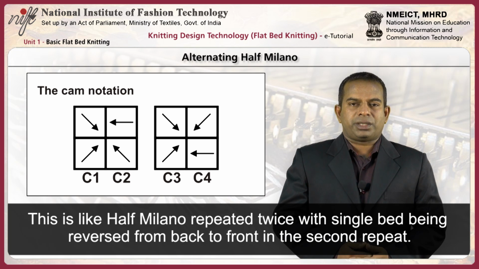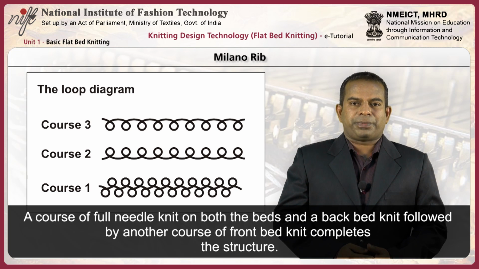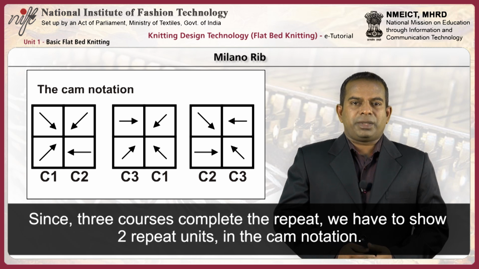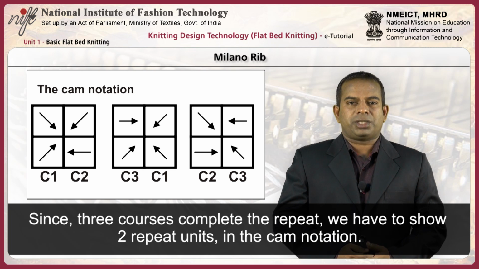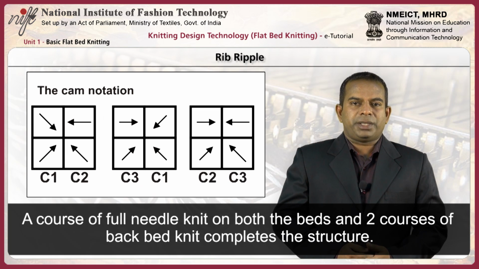To produce Milano rib, start with a course of full needle knit on both the beds and a back bed knit, followed by another course of front bed knit to complete the structure. Since 3 courses complete the repeat, we have to show 2 repeat units in the cam notation. To produce rib ripple, start with a course of full needle knit on both the beds and 2 courses of back bed knit to complete the structure.